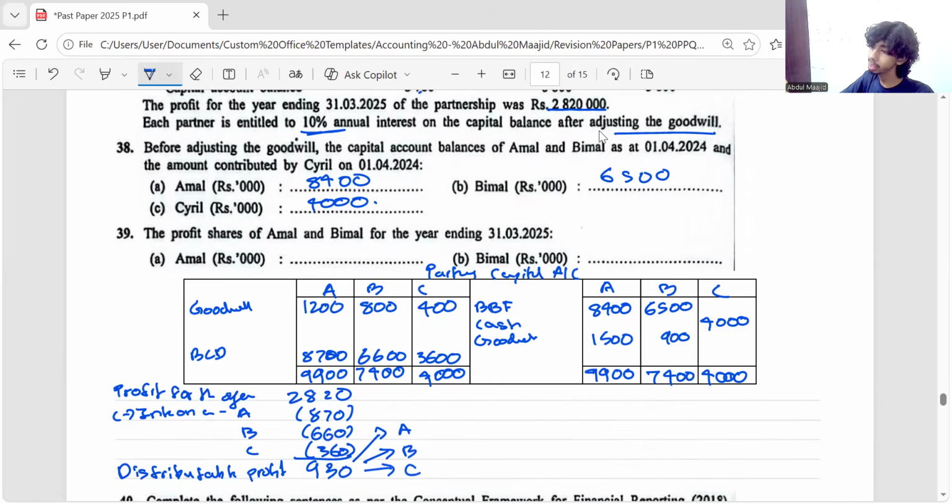Now Cyril joined at the beginning of the year, and for him also we are giving interest on capital and distributable profit. Amal, Bimal, and Cyril in the new ratio 3 is to 2 is to 1. Then 930 divided by 6 into 3, 465 for Amal, 310 for Bimal, 155 for Cyril. What are they asking? The profit share of Amal and Bimal. Amal 465, Bimal 310. So that is done.